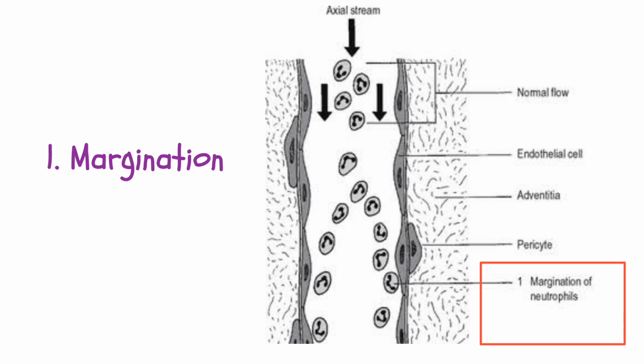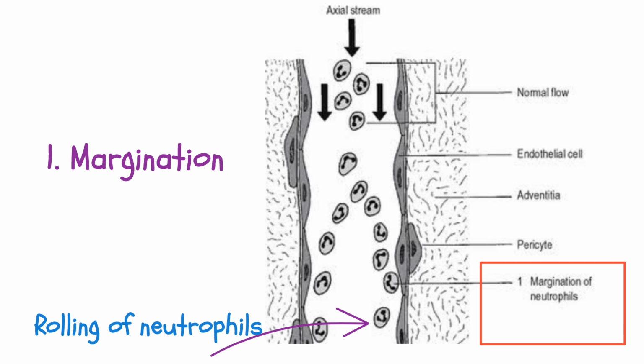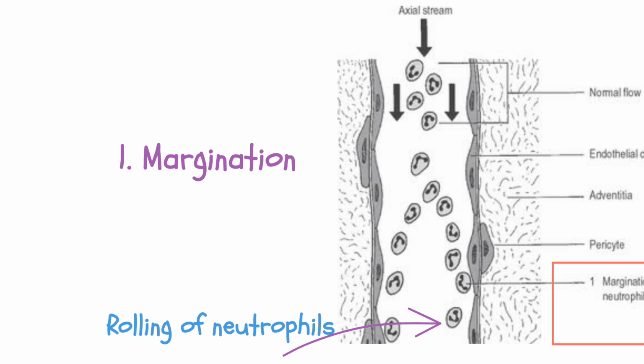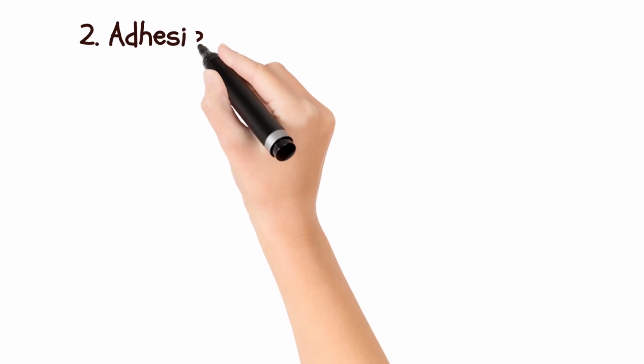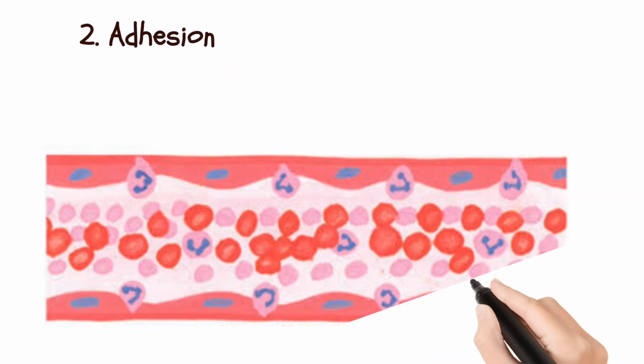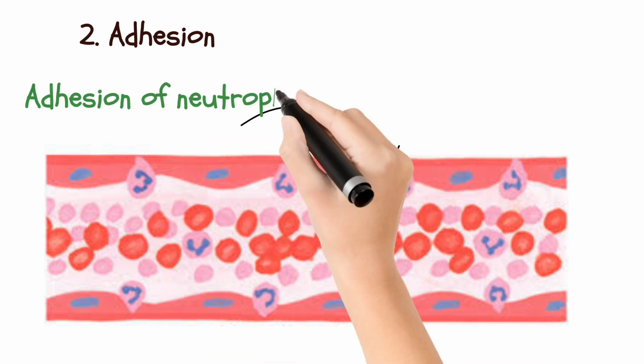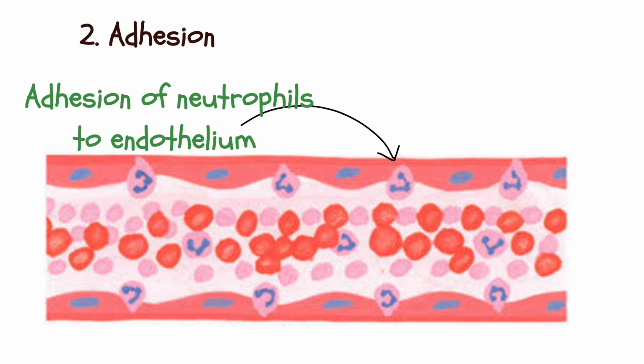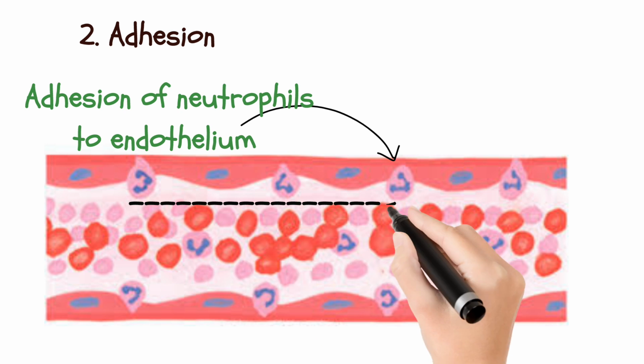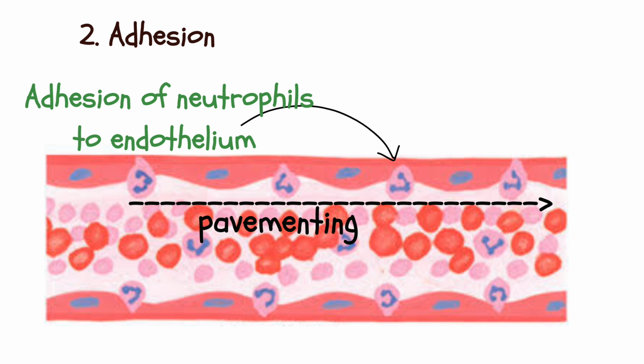Afterwards, the leukocytes roll over and over slowly along the endothelial surface and adhere transiently, that's for a short period of time. So the next event is adhesion. In adhesion, leukocytes finally come to rest at some point where they adhere firmly to the endothelium of the blood vessel. And with time, the endothelium is virtually lined by leukocytes. This appearance is called pavementing.